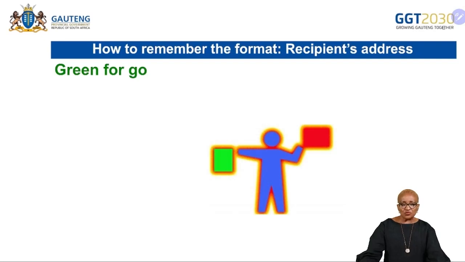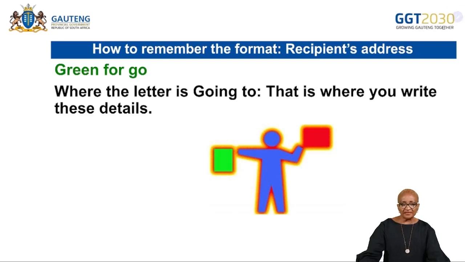On the other hand, we've got green. That is where the letter goes. That is where you write these details. That is the recipient. So green for go.